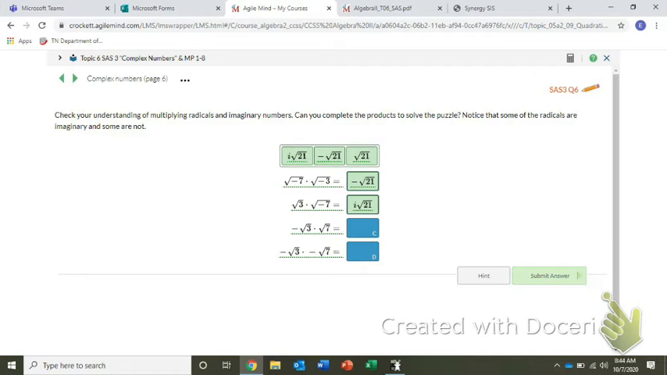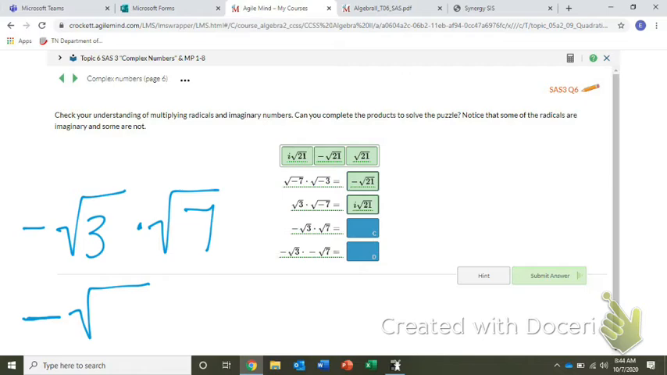All right, the next one, we have a negative square root of 3, okay? And we have the square root of 7. What's the only thing I can do? Can I simplify either one of them? Nope. So I'm keeping that negative. And then, what am I doing to 3 and 7? Multiplying, and I'm getting the negative square root of 21.